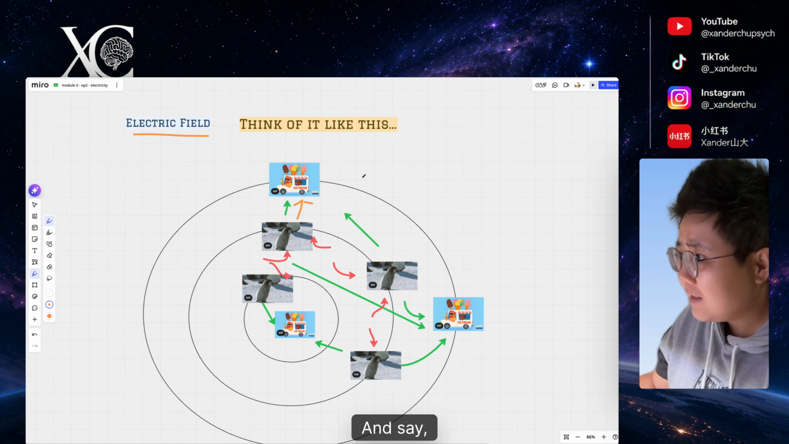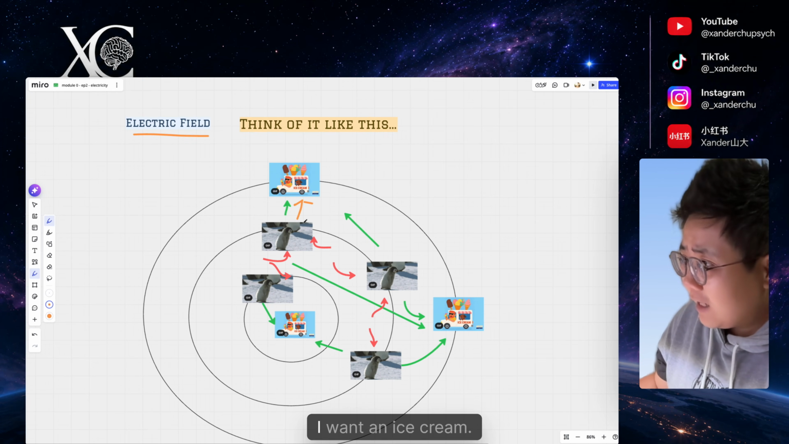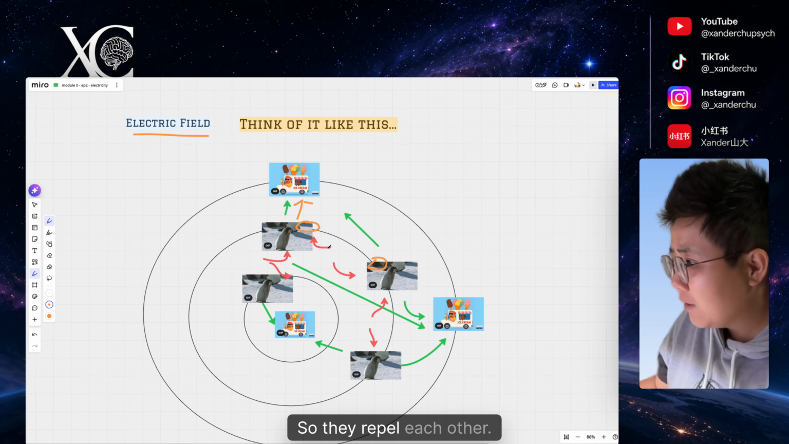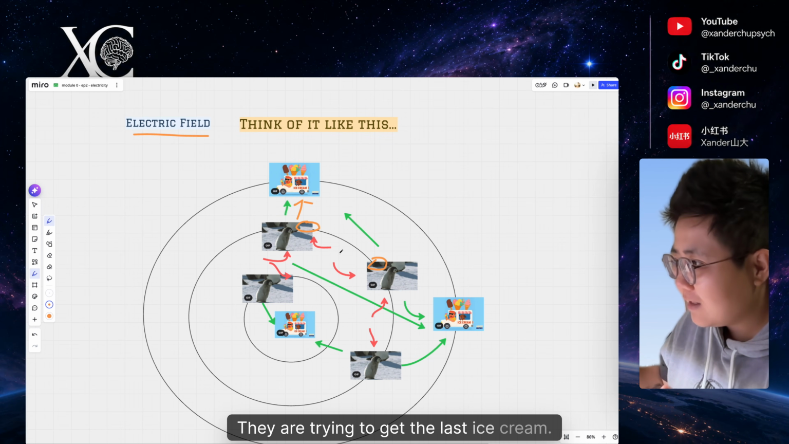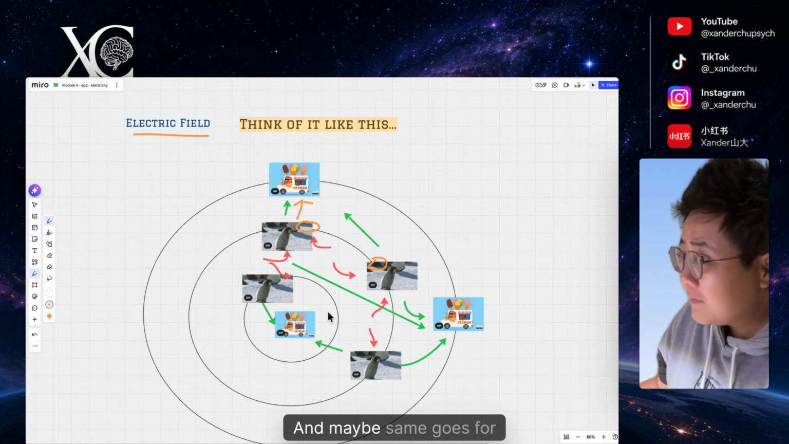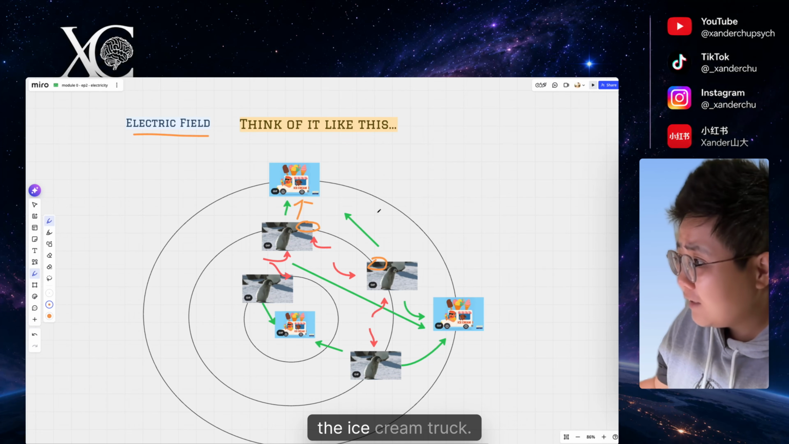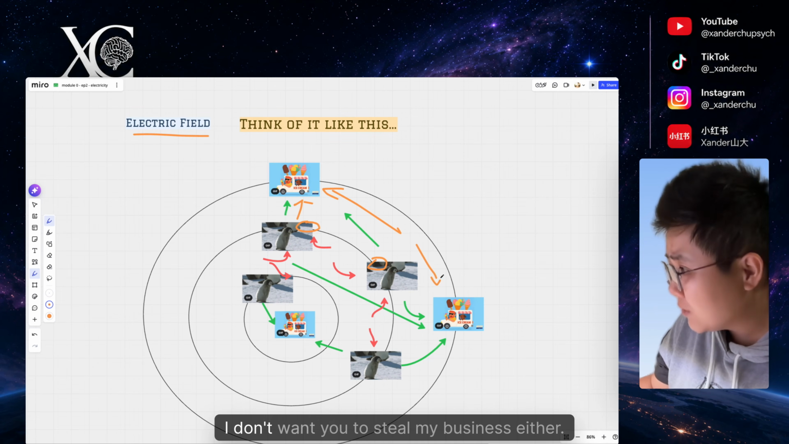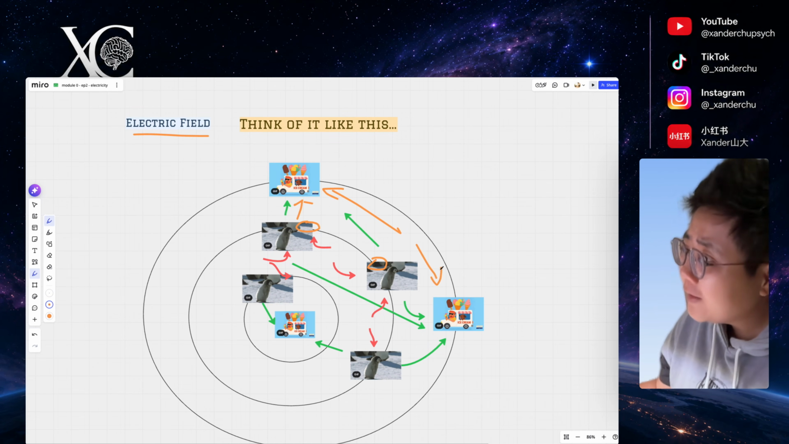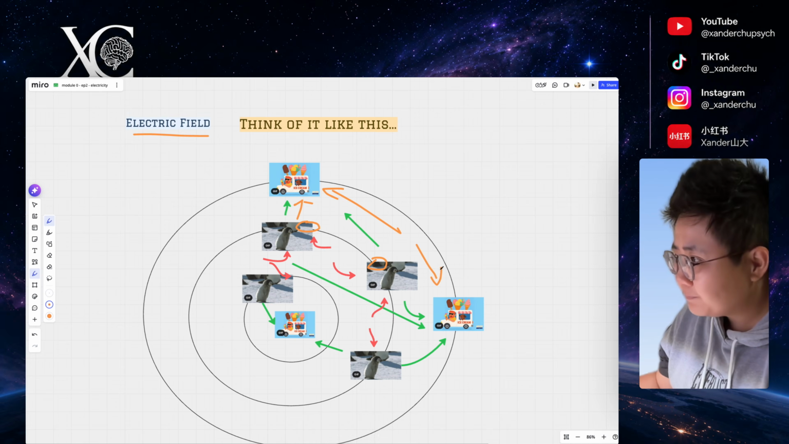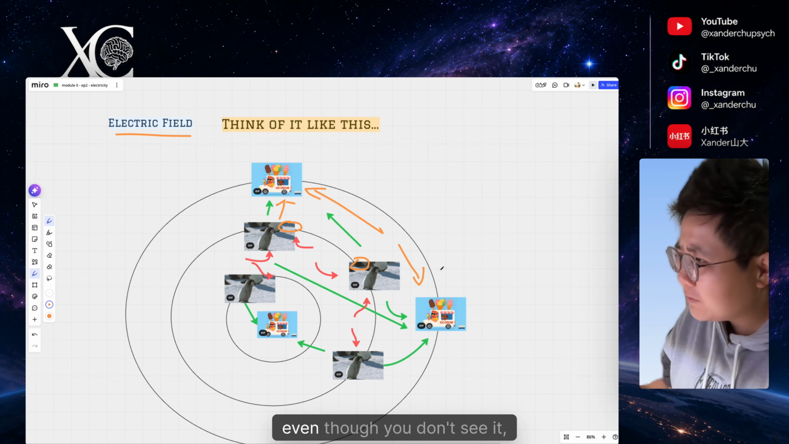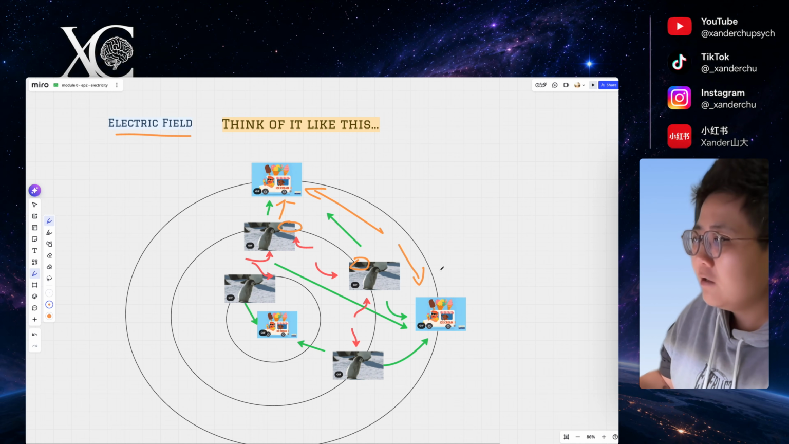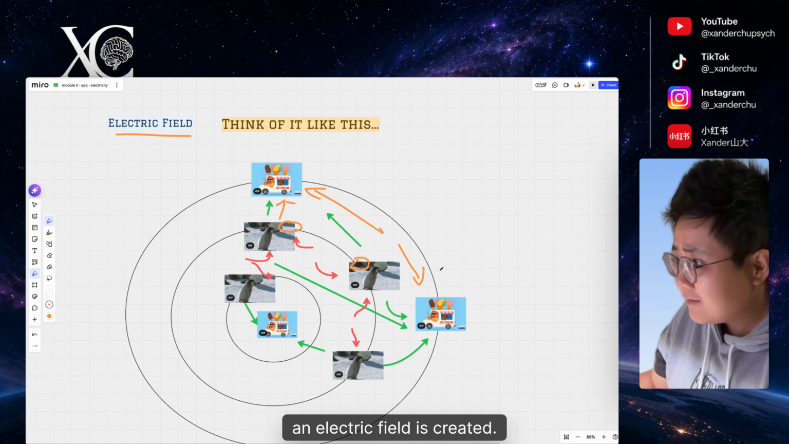And say, I want an ice cream, this penguin also wants an ice cream, so they repel each other. They're trying to get the last ice cream. And maybe the same goes for the ice cream truck. I don't want you to steal my business. I don't want you to steal my business either. So they repel each other. And this push and pull, even though you don't see it, it is there. And that's how an electric field is created.